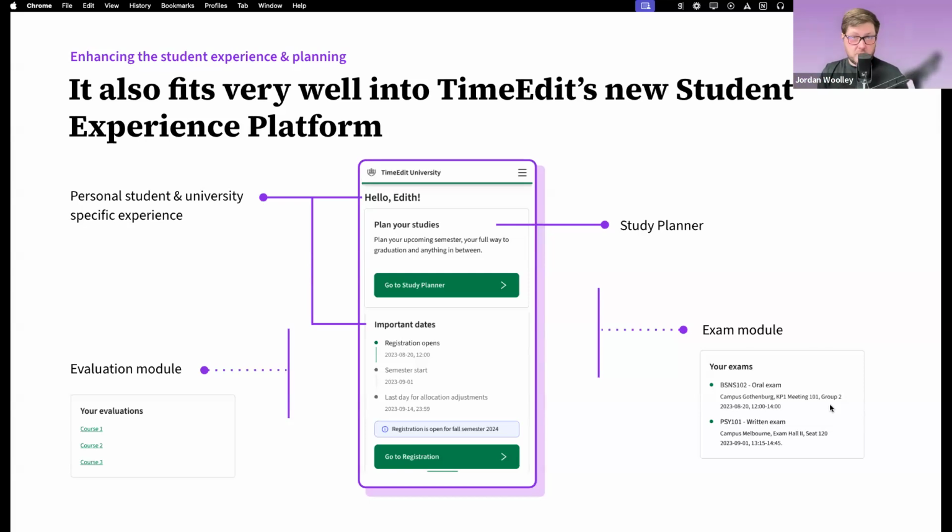Now, as we saw before with our modular approach, if you do not use a piece, it's simply not in the interface, and that's fine. So if you don't use our evaluations piece, or you don't have examinations in our system, for argument's sake, then you would not see it in here, and that's fine. It's modular and responds to what you want.